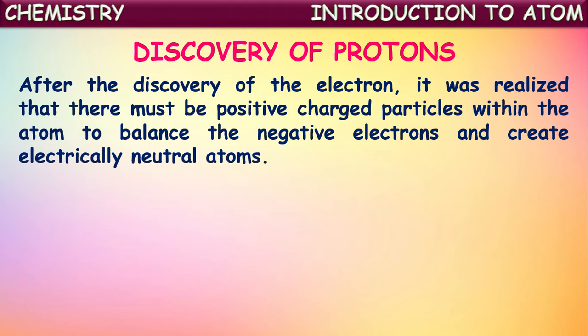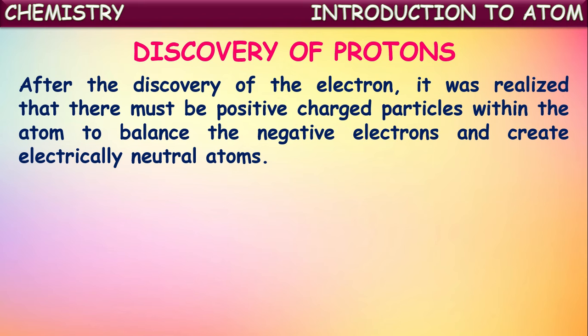After the discovery of electrons, it was realized that there must be positively charged particles within the atom to balance the negative electrons and create electrically neutral atoms. In the earlier concepts, they believed that atoms are electrically neutral, and later they discovered electrons present inside the atom. We know electrons have a negative charge, isn't it?